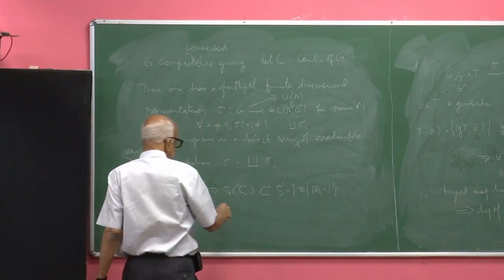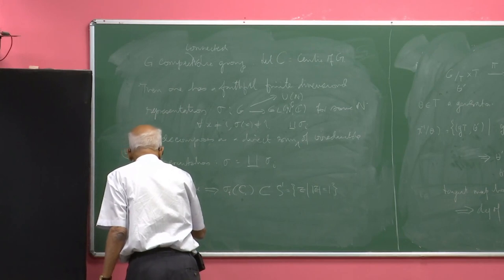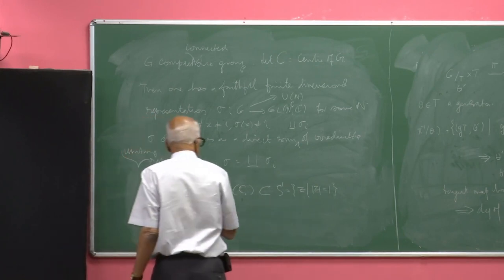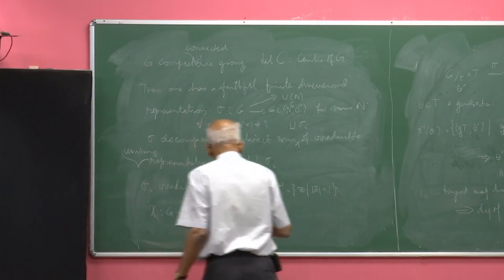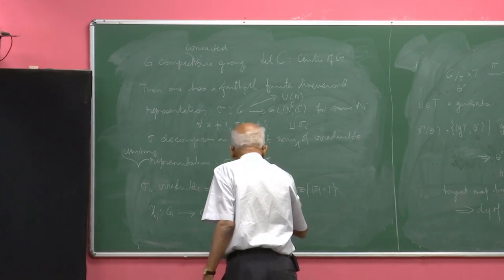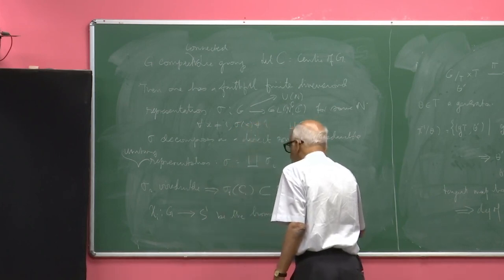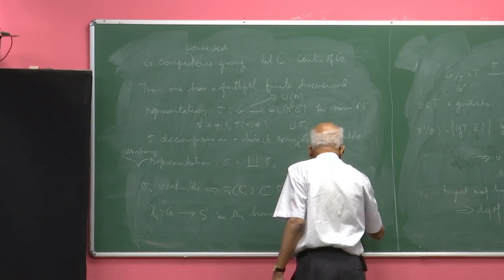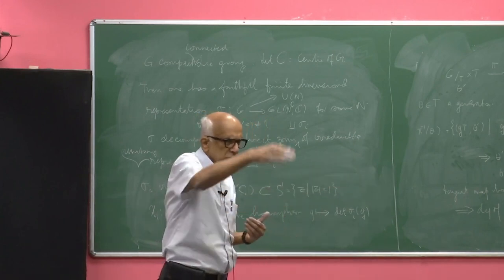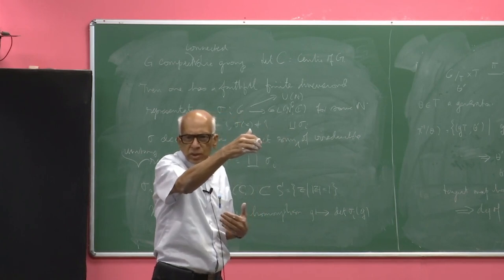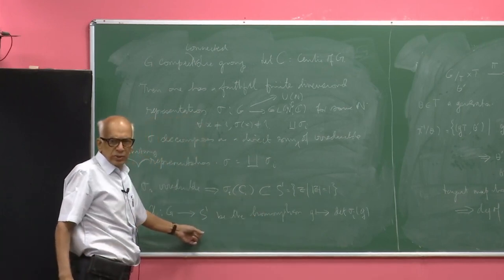So let us call this sigma I C. Now look at, let me call chi I from G to S1 the homomorphism G going to the determinant of sigma I of G. Determinant is a homomorphism from GLN or UN into the circle. And therefore, if I compose sigma I with the determinant, I get a homomorphism of G into S1.